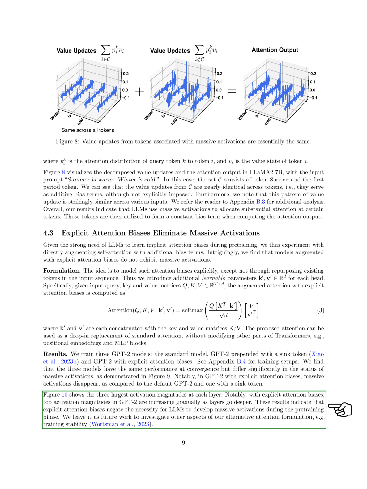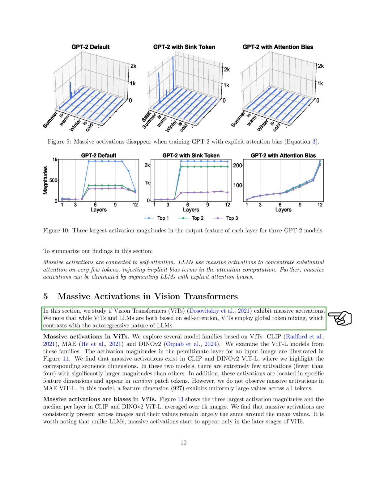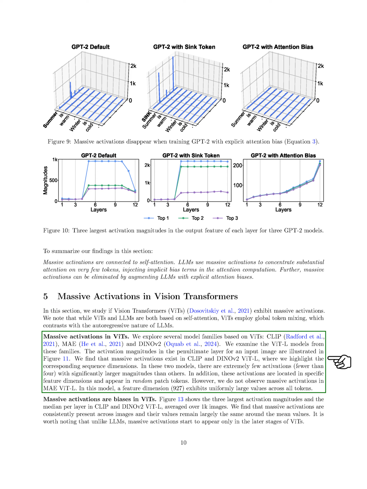This suggests that explicit attention biases can replace the need for LLMs to develop massive activations during pre-training. We also investigate whether vision transformers, ViTs, exhibit similar massive activations. Unlike LLMs, ViTs mix tokens globally and are not autoregressive. Our findings show that massive activations are present in some ViT models but not all.